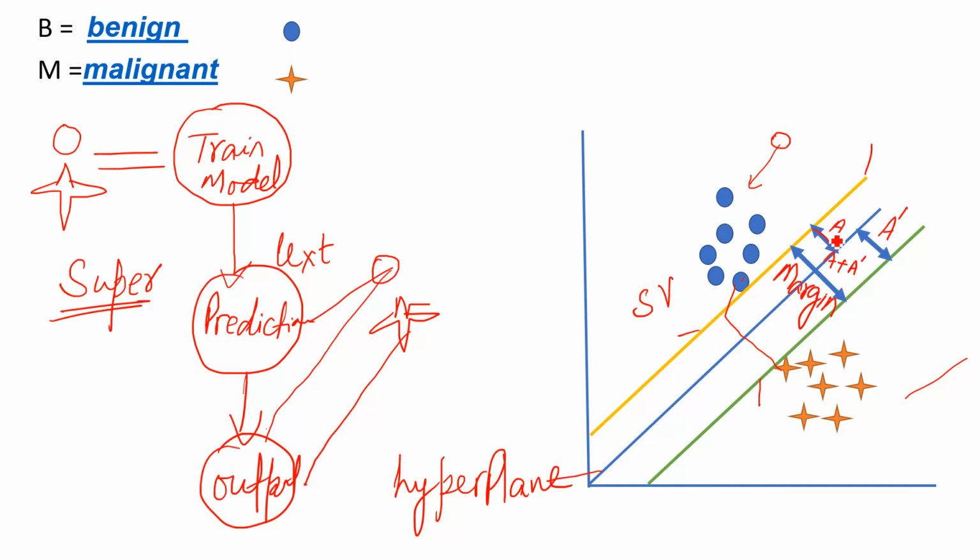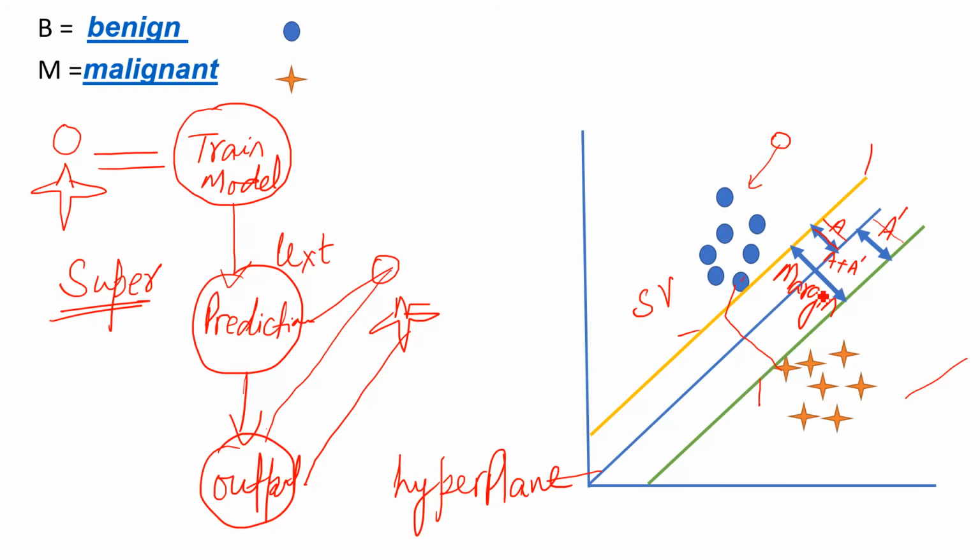And what is the margin? The distance between these two lines, we have a big margin. Now what I said, which hyperplane is best? You can say we have only one hyperplane, right? But I am coming to that point.